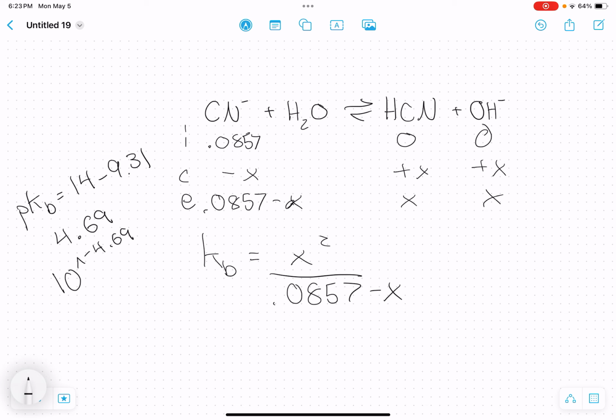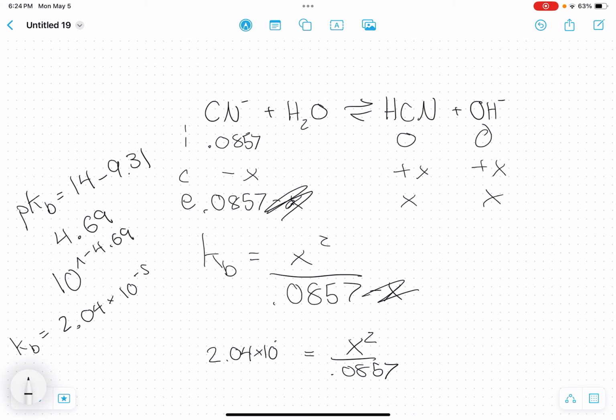There's probably an easier way to do this. It's just not coming to my head right now. This particular part. Maybe I'll figure it out in a second. Okay, so the Kb is equal to 2.04 times 10 to the negative fifth. Okay, so we can ignore the minus x. And our equation now is x squared over 0.0857 is equal to 2.04 times 10 to the negative fifth.